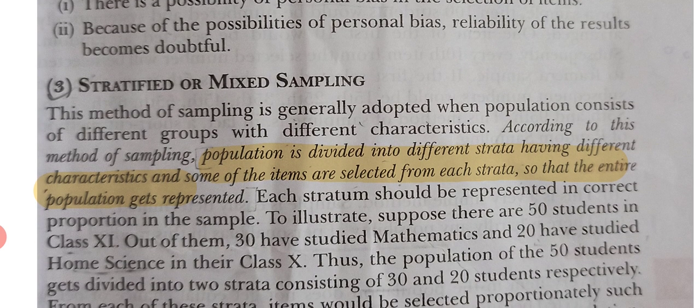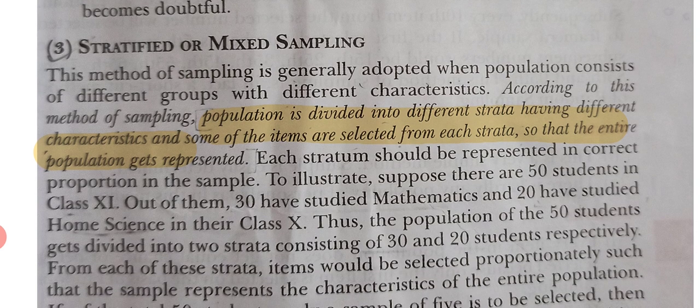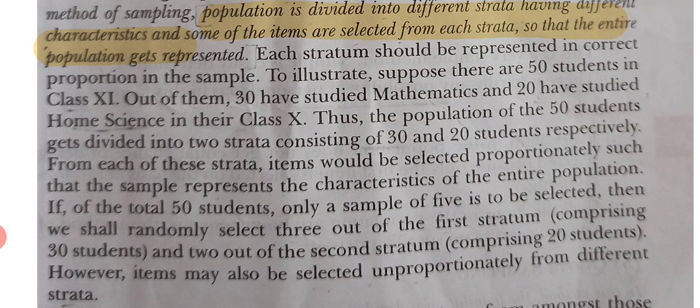Next is third, stratified or mixed sampling. In stratified sampling, the population is divided into strata or classes according to their characteristics. Then some of the items are selected from each stratum or class so that the entire population can be represented. This method is followed when all the items of the universe do not have the same characteristics. So this is an example.